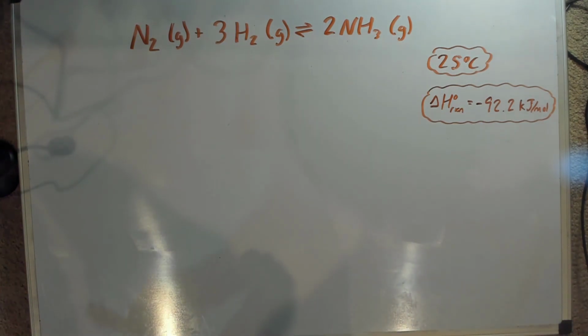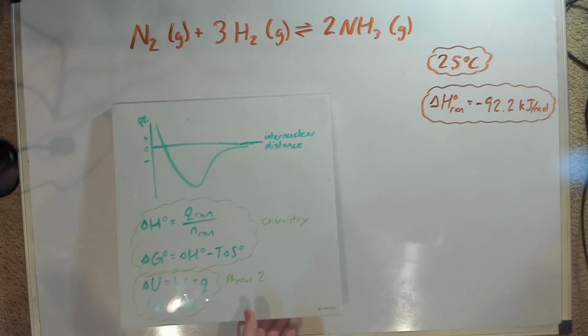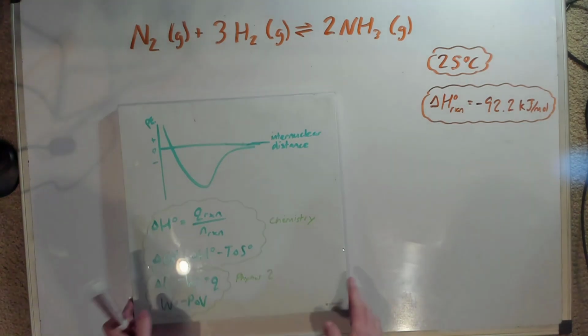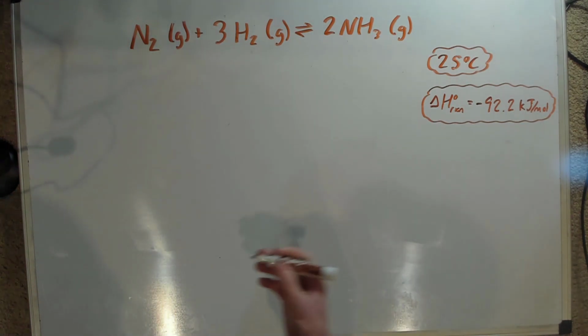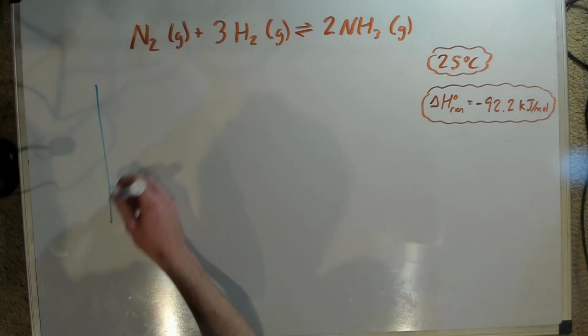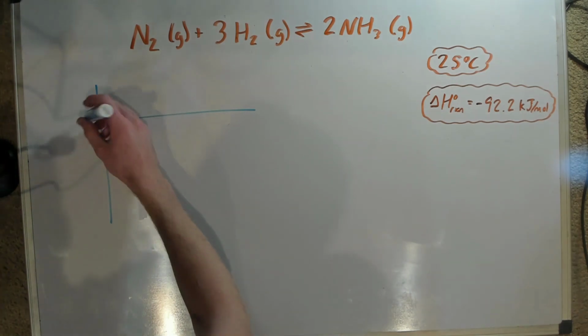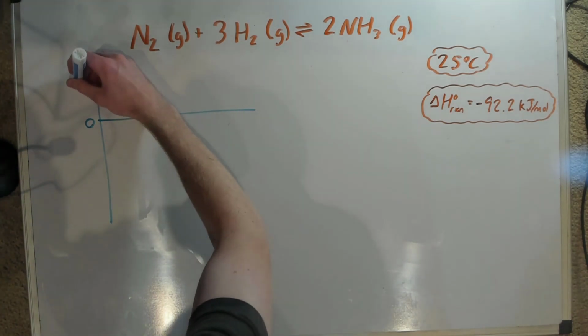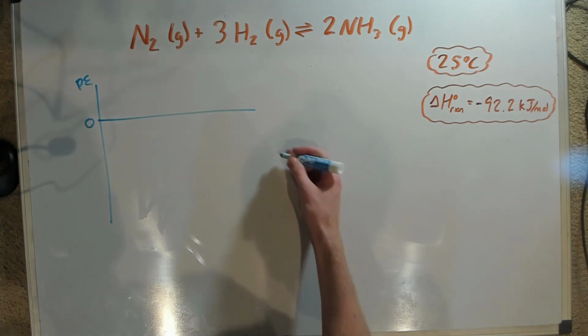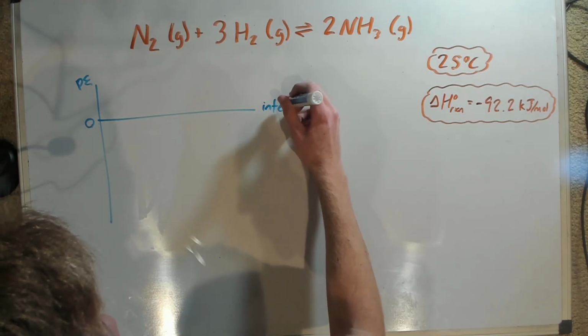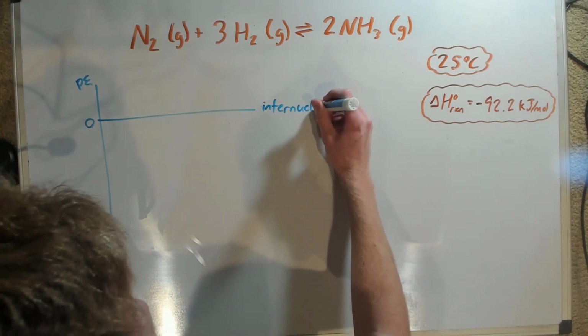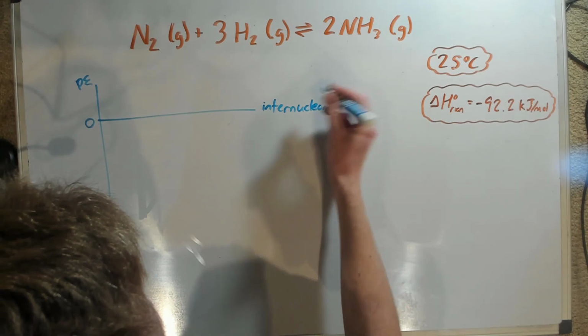So things change when we start talking about bond energies, and it's all related to this graph at the top. I'm going to redraw it here so I don't have to keep referencing that tiny graph. What we have here is the zero line, this is potential energy, internal potential energy, and this is internuclear distance.